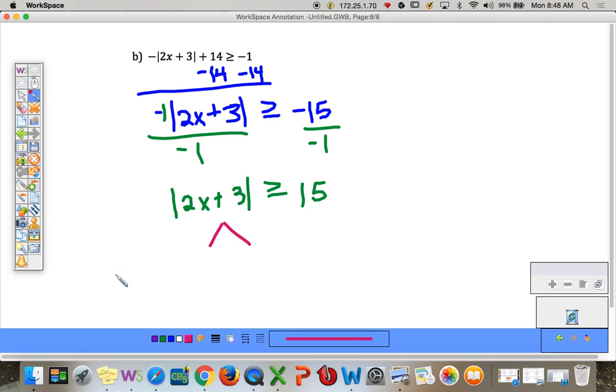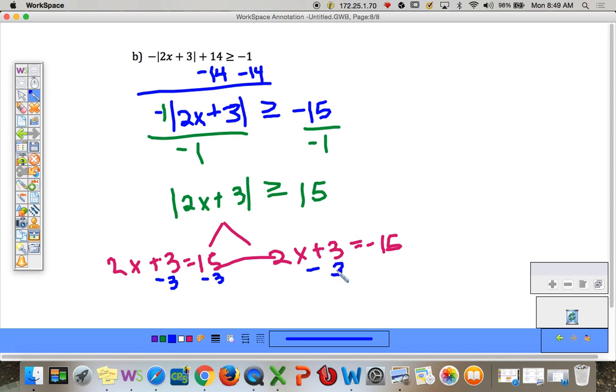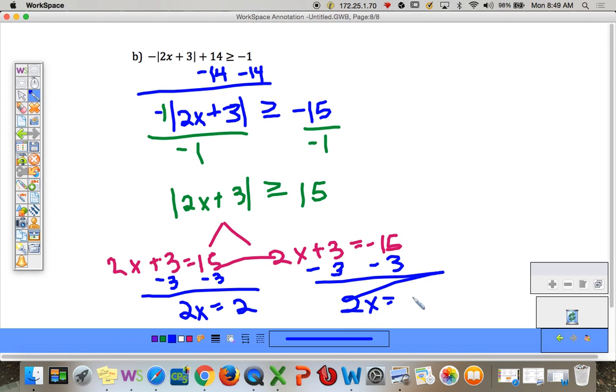Split it up. 2x plus 3 equals 15. 2x plus 3 equals negative 15. And solve each one. So minus 3 from each side. Subtract 3. We'll get 2x equals 12. And we'll get 2x equals negative 18. And we'll divide by 2. And so we have 2 answers. x is 6 and x is negative 9.